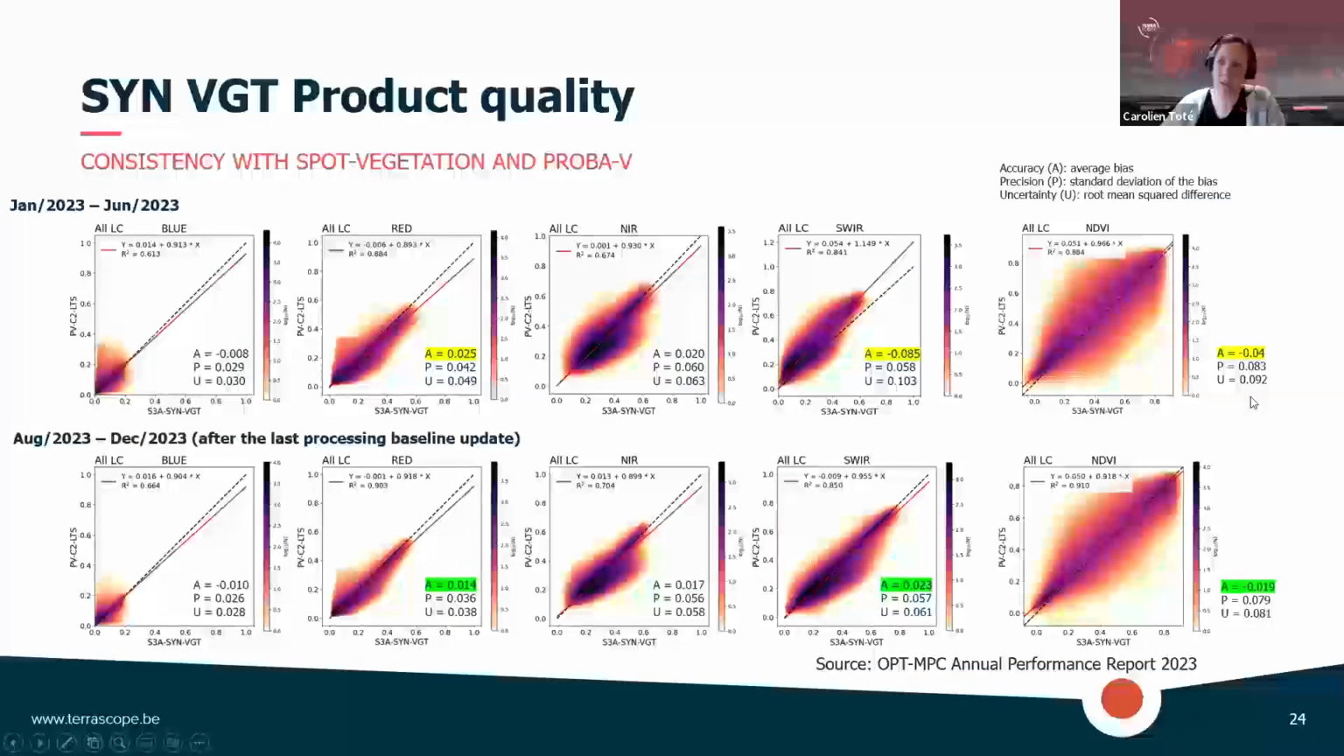After the last processing baseline update, you see a big improvement for the shortwave infrared bands, mostly thanks to the bug fix, I think, but also the calibration adjustment and so on. And also the red band has improved. So this leads to a better consistency for the NDVI, which is a widely used product from PROBA-V, SPOT-VGT, and also SYN VGT. So there is better agreement for the higher NDVIs, but still there is a systematic bias for the lower NDVI. So we are not there yet to get a really good consistency at this point.